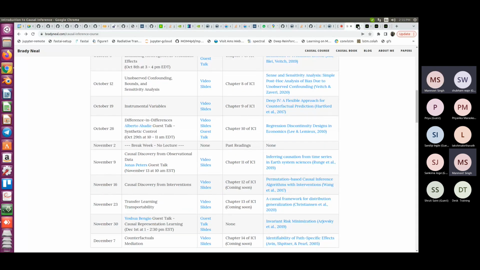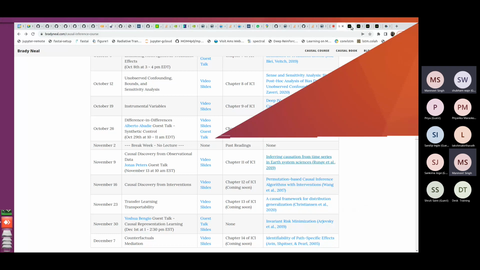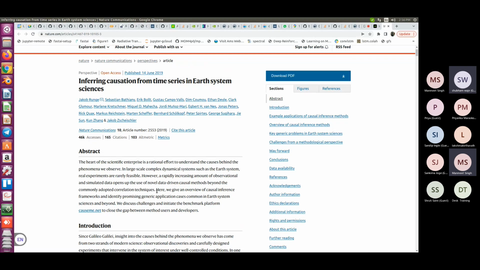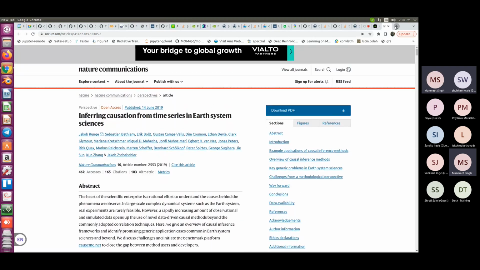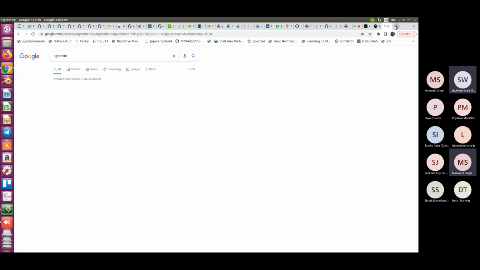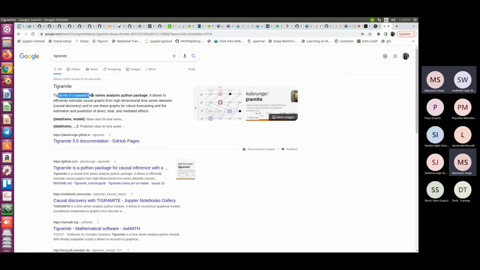Okay. So I will show you this paper, inferring causation from time series, like how this is used in our field. There is a library that you should know about. It's called Tigramite. Tigramite is a causal time series analysis Python package that allows you to efficiently estimate causal graphs from high dimensional time series datasets. So you can do causal discovery and use these graphs for robust forecasting and estimation and the prediction of direct, total, and mediated effects.